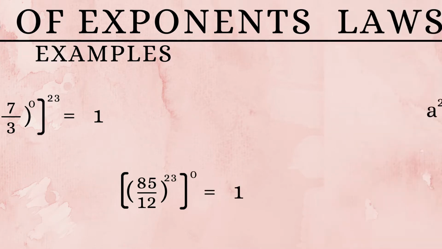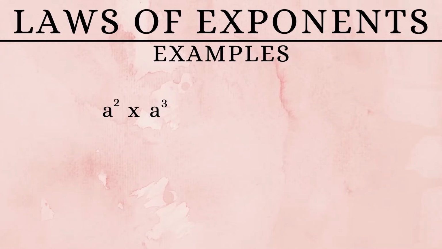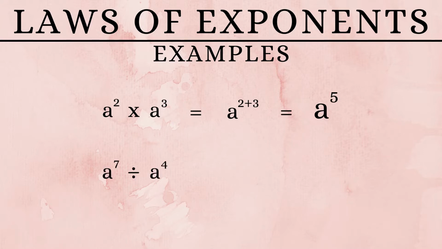Next example, a square into a cube becomes a to the power of 2 plus 3 or a to the power of 5. Next, a to the power of 7 divided by a to the power of 4. Here again, the base is the same and the exponents are different. But we have a division. So, we will keep the base as it is and find the difference between the exponents. So, in this case, we get a to the power of 7 minus 4, which is a to the power of 3.